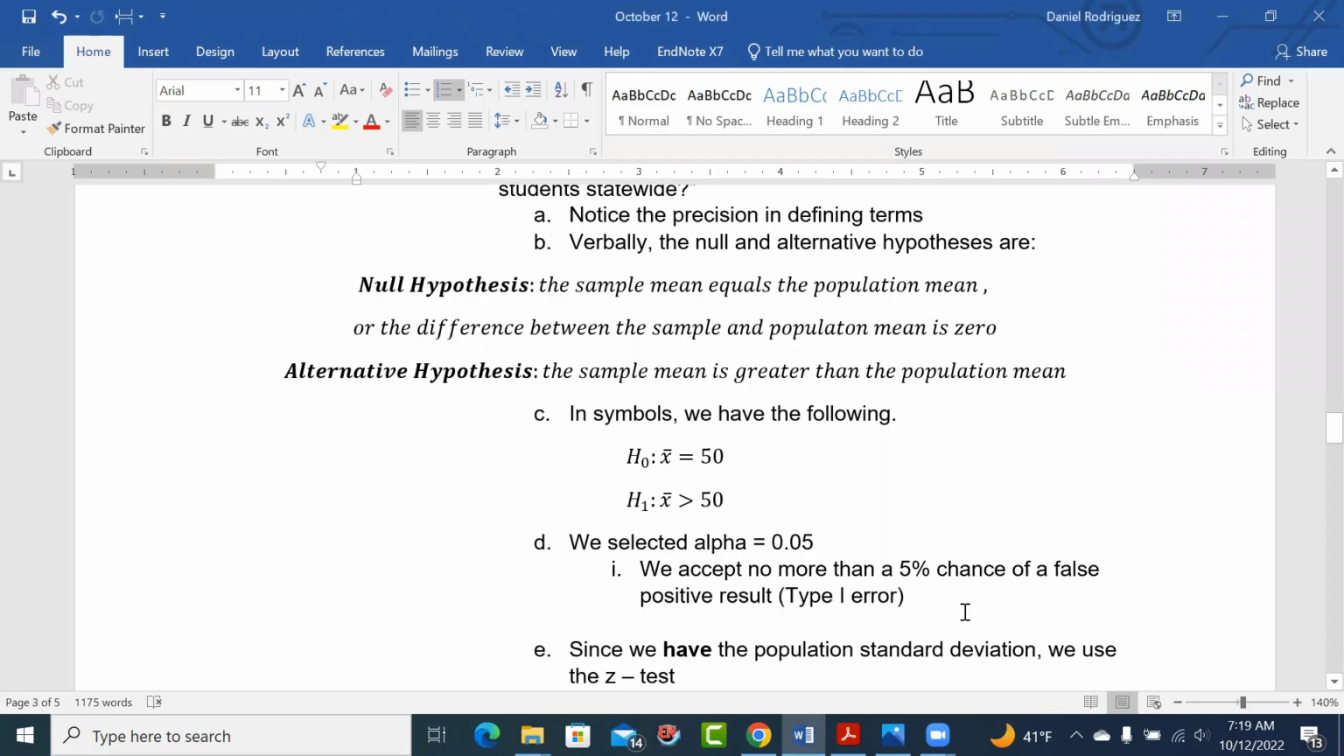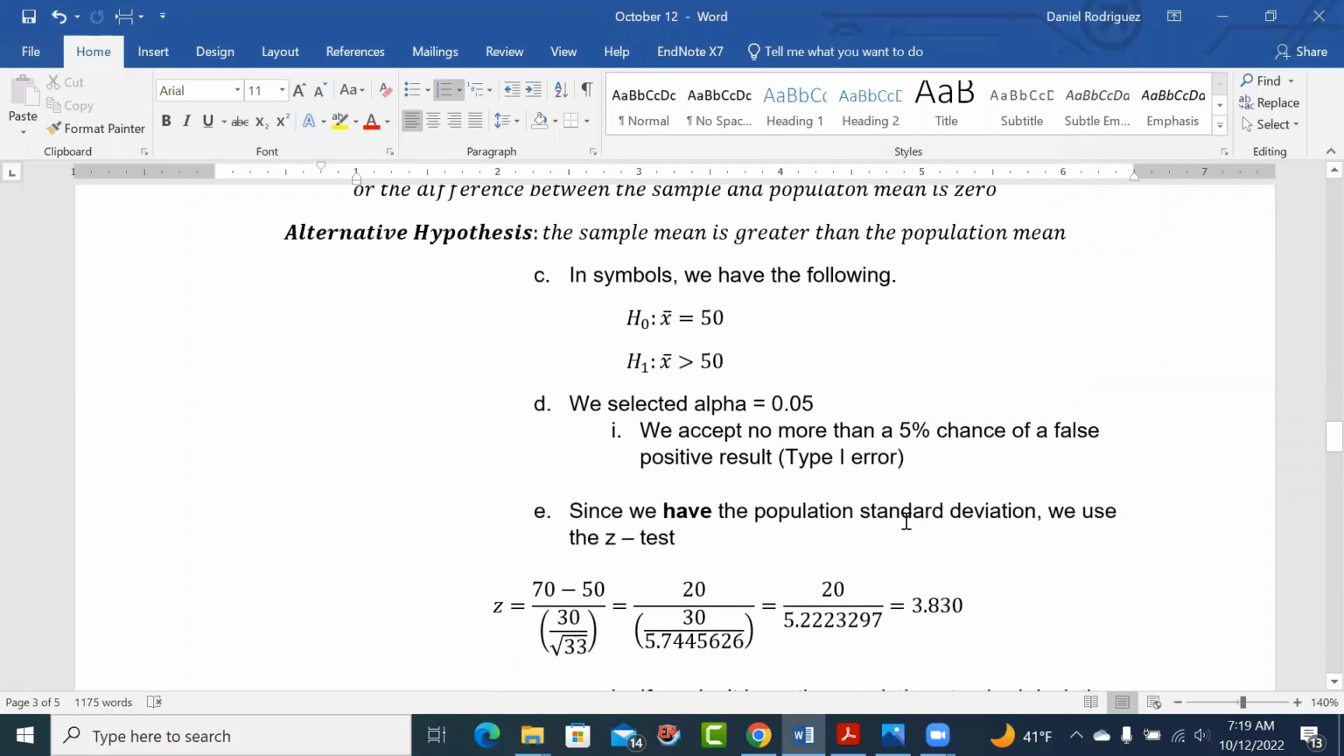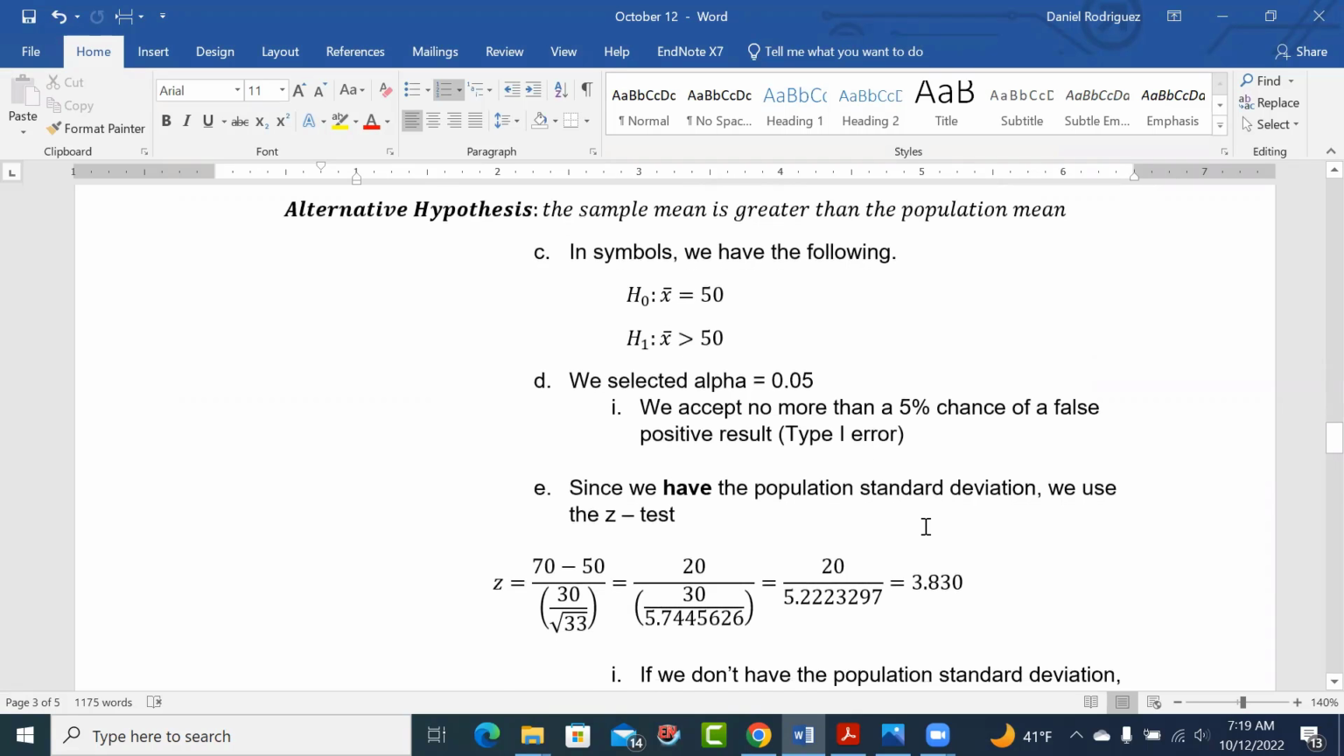So I'm following the steps that I outlined the other day. We're selecting our alpha. In this case, we'll do 5%. So we accept no more than a 5% chance of being wrong, a false positive result, type 1 error. We have the population standard deviation. Because of that, we can use this test.